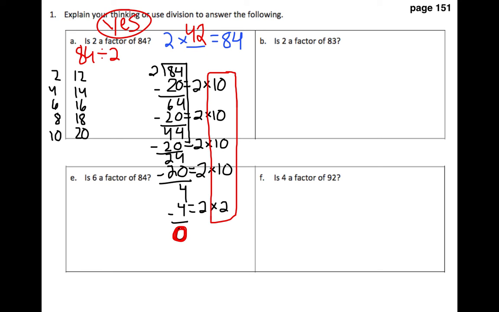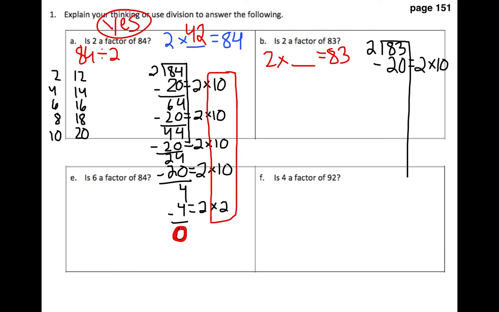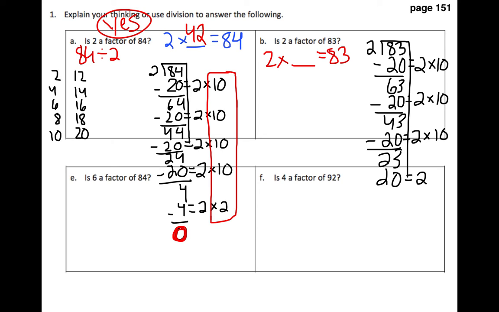Now, if we do the same for letter B, is 2 a factor of 83? That would mean that 2 times something evenly would have to equal 83. So we would complete the same steps here just using the number 83 instead of 84. So we're going to use 20, and 20 again, and again, and again. Now we have 3 left.